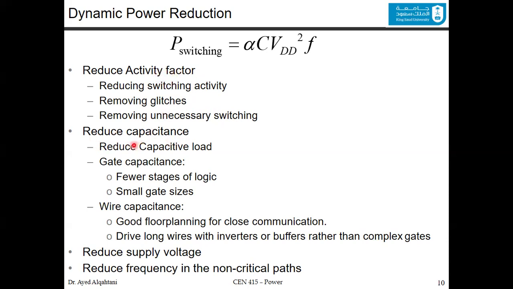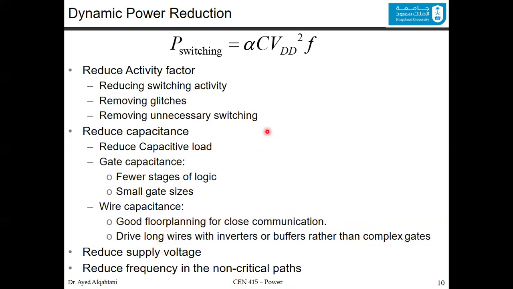We reduce the capacitance, the capacitive load. We reduce the gate capacitance by having fewer gates of the logic or smaller gate sizes. Reduce the wire capacitance by having good floor planning for close communication. If you have two subsystems, make them close to each other. You drive long wires with inverters or buffers rather than complex gates, which will have more wire capacitance.